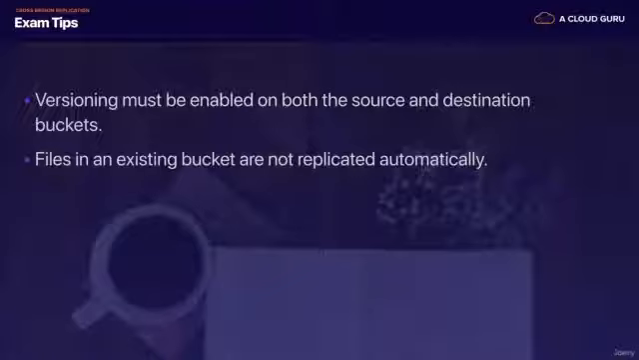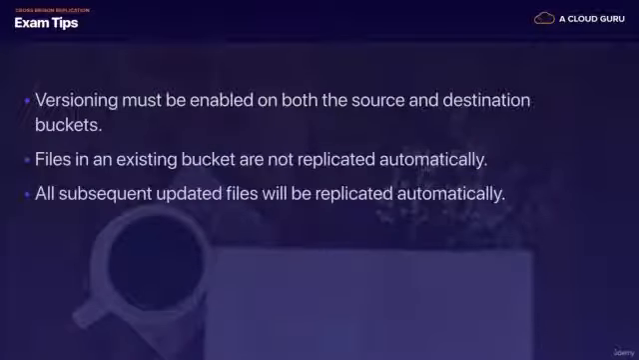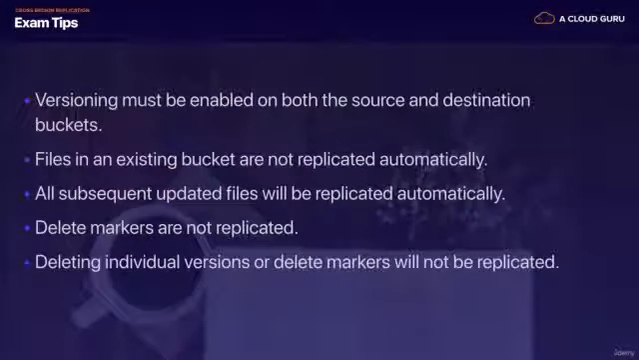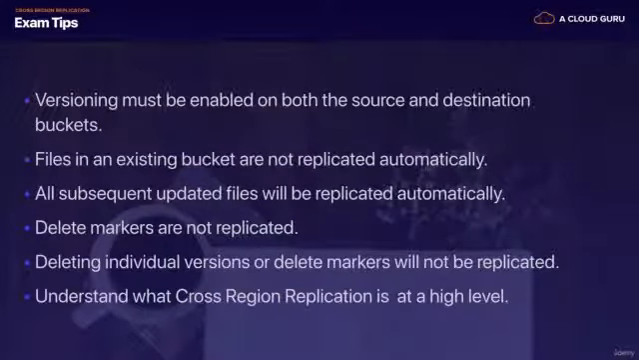On to my exam tips. Remember that versioning must be enabled on both the source and the destination buckets in order for replication to work. Remember that files in an existing bucket are not replicated automatically, and we saw that in our lab. We have to add new files. All subsequent or updated files will be replicated automatically. Delete markers are not replicated, and deleting individual versions or delete markers will also not be replicated. And just understand what cross-region replication is at a high level.